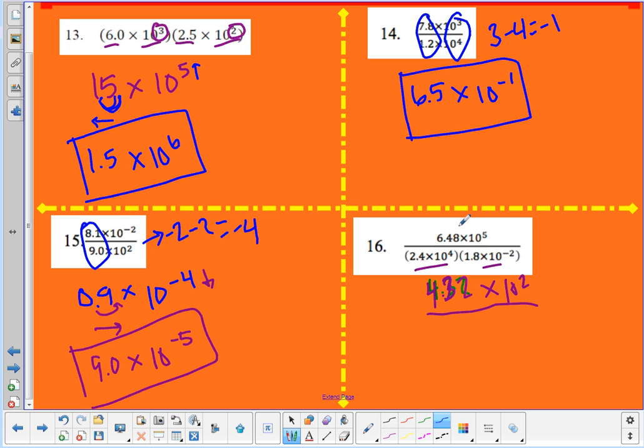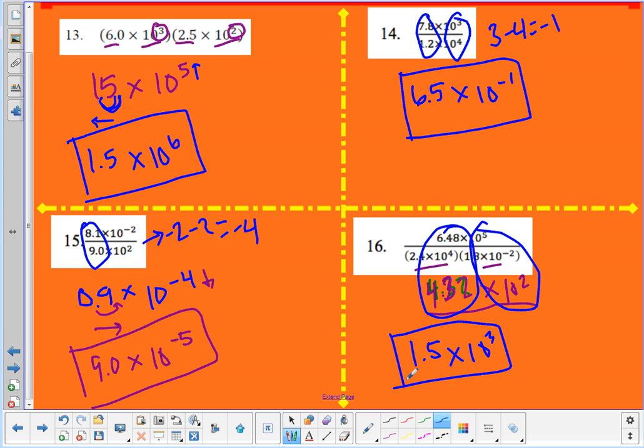Now dividing by. Now divide the like parts. 6.48 divided by 4.32 is 1.5. And 10 to the 5th divided by 10 to the 2nd is 10 to the 3rd. So I had to put the parts in the same position together first, and then I divide across the fraction bar.